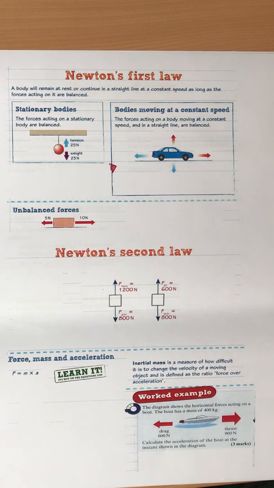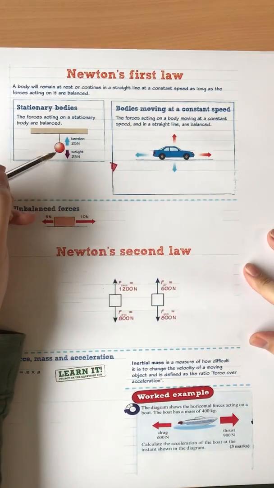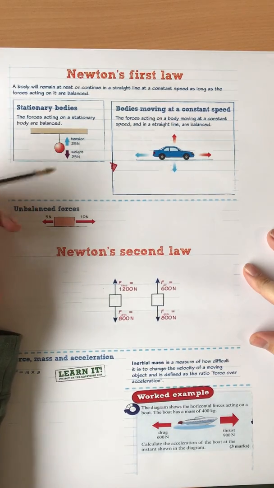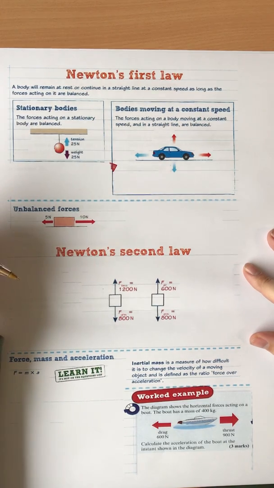Newton's first law states that a body will remain at rest or continue in a straight line at a constant speed as long as the forces acting on it are balanced. Let's look at two examples. A stationary object. Here's a ball suspended from a piece of string from a roof. The string applies a tension force on the ball in the up direction with a force of 25 newtons. The weight of the ball always acts down, which has a force also of 25 newtons. Hence the force arrows are the same length, the forces are balanced, therefore the object is not moving, it's stationary.